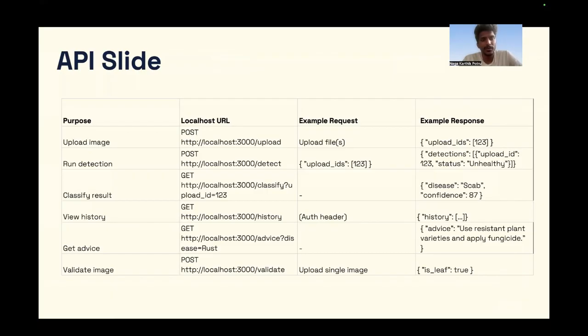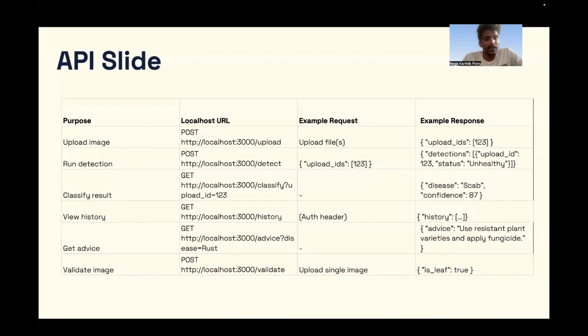In the first one, we are uploading an image. This is a post request. It will give you a localhost page on port 3000, and here we are uploading a file, and it will create an example response with upload IDs 123.